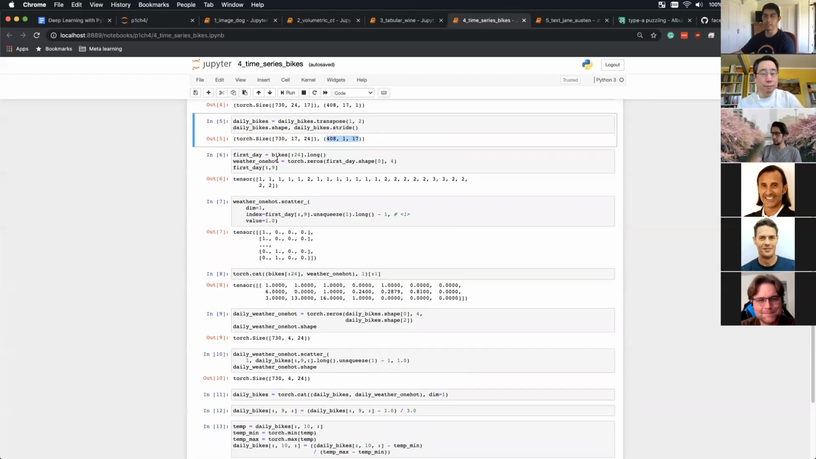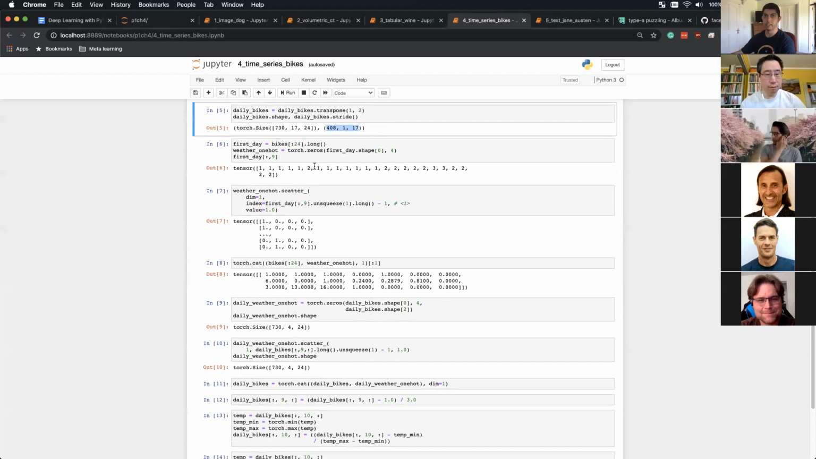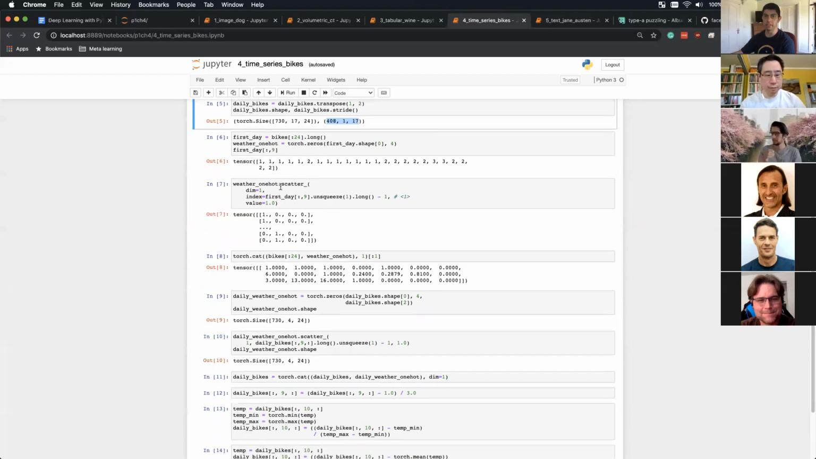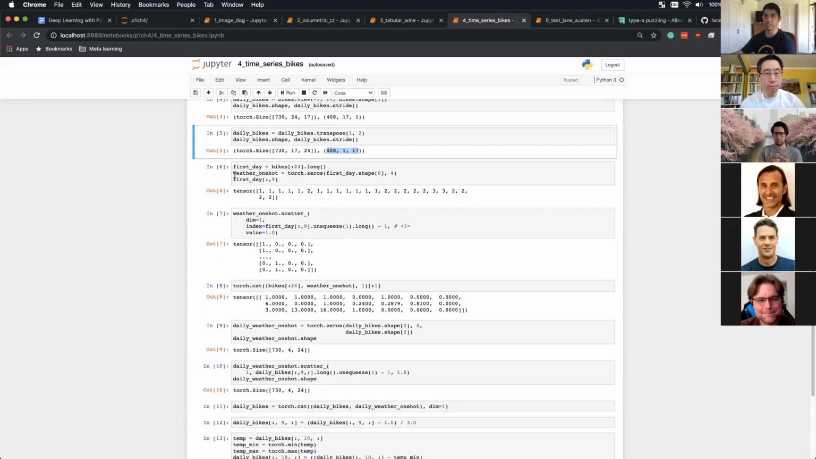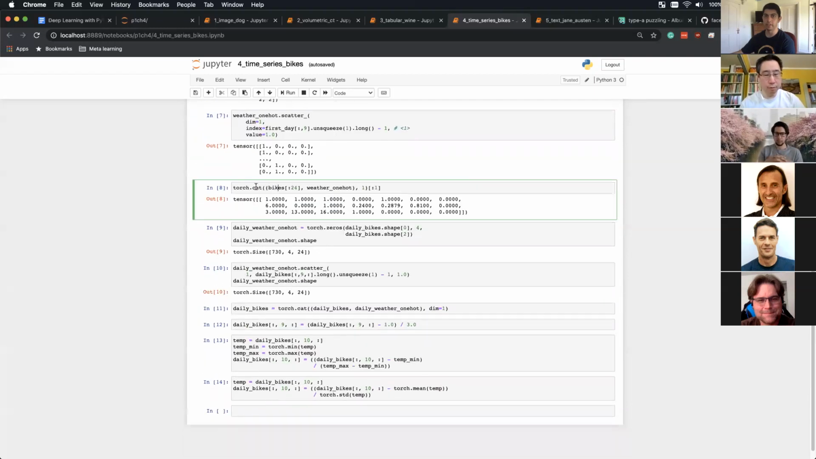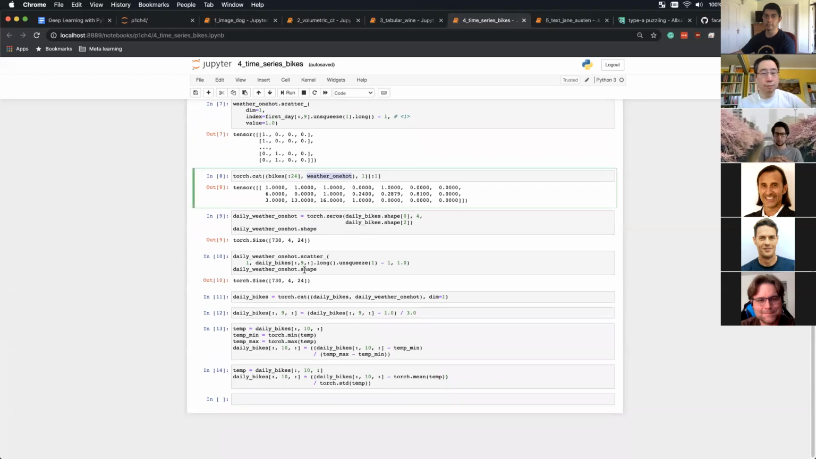And then they show that they're doing that same hot encoding operation on the weather, and then they're showing that we can concatenate those together. So we've got our bikes data, we want to concatenate it to the weather data, and that's really all they're showing there of interest.